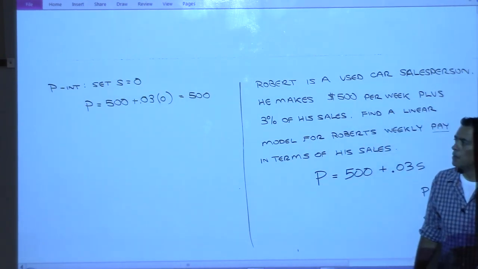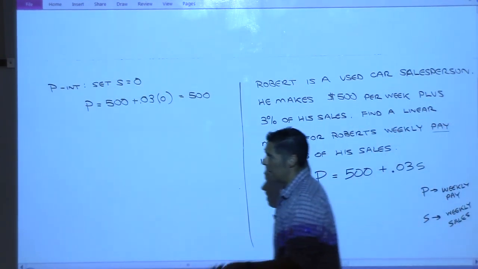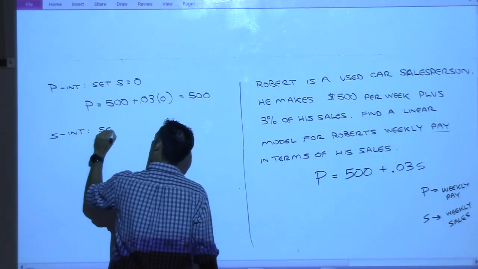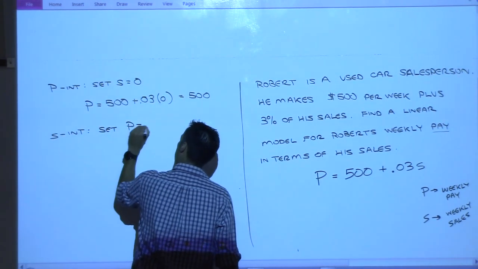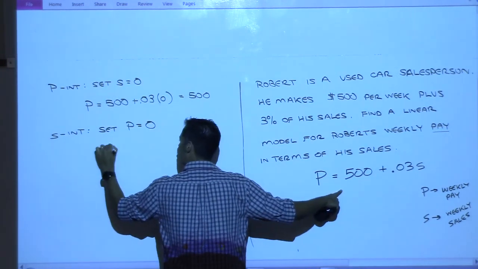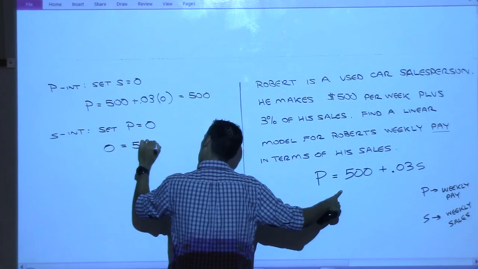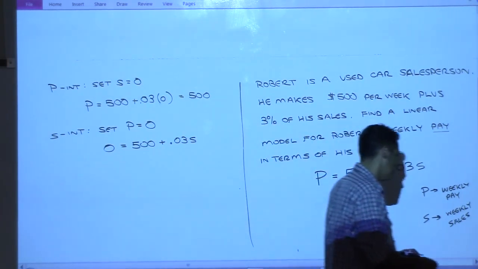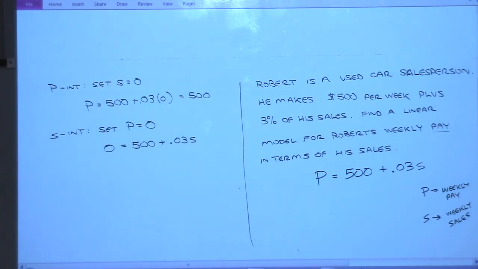Okay. And then the next one is the s-intercept. And to do that, you set p to 0, yes? Okay, so if I set p to 0 in this equation, I get 0 equals 500 plus 0.03s. And who's going to get the pleasure of solving that?